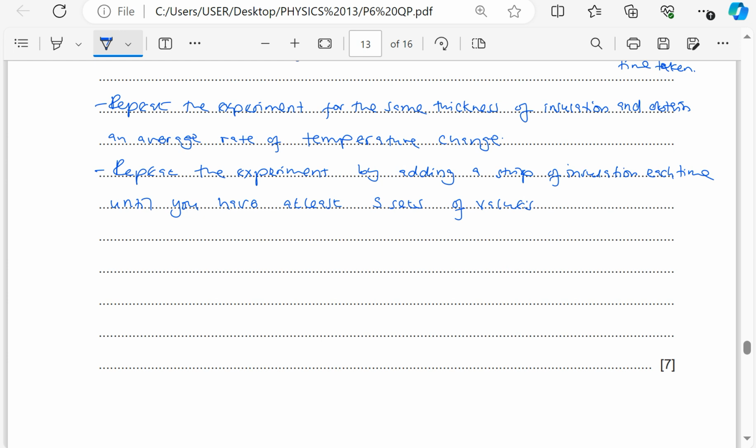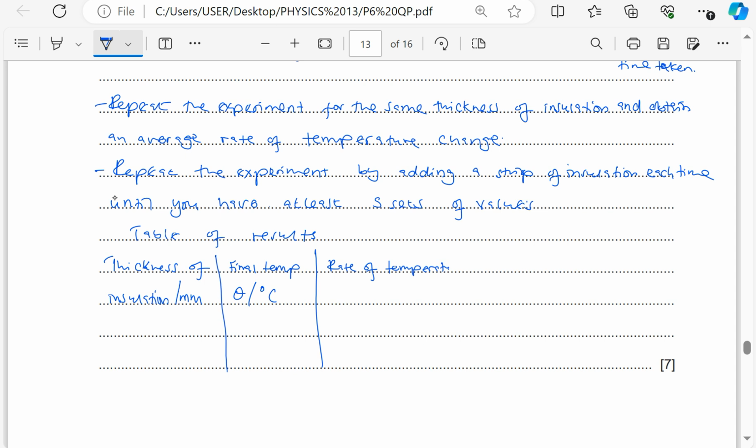I'll just draw it very fast. So here is the table of results. One column should have thickness of insulation, that is in millimeters. Another column could have final temperature, theta, that is in degrees Celsius. Of course, I can't put theta naught in the table. Another one can have rate of temperature change.